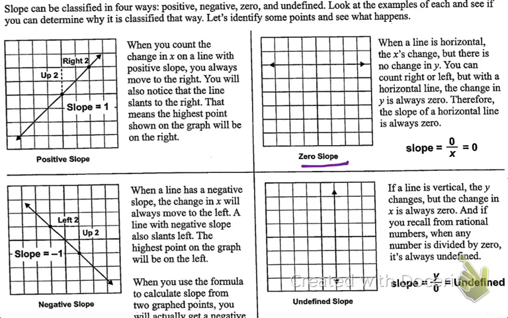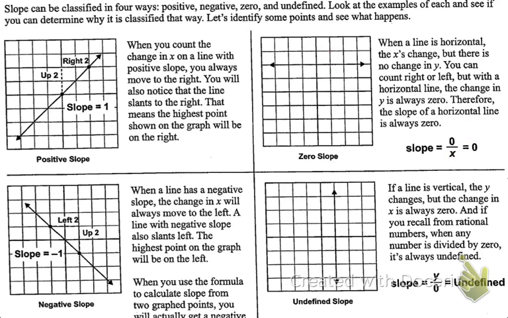When a line is horizontal, the x is changed, but there is no change in y. You can count right or left, but with a horizontal line, the change in y is always 0. Therefore, the slope of a horizontal line is always 0. Again, we know that because for 2 points on this line, we don't have to rise up or down. So our rise is 0. Our run could be 2. And 0 over 2 will always be 0.